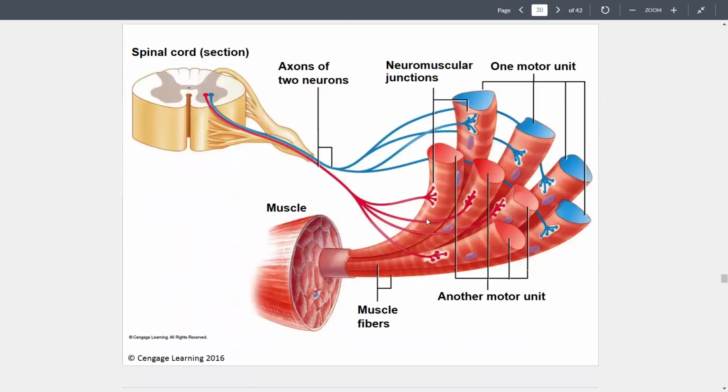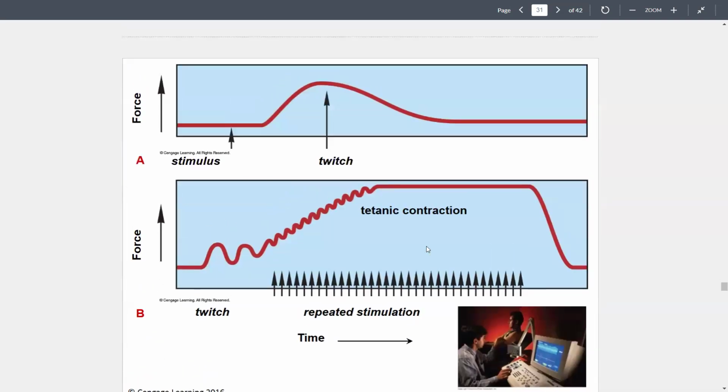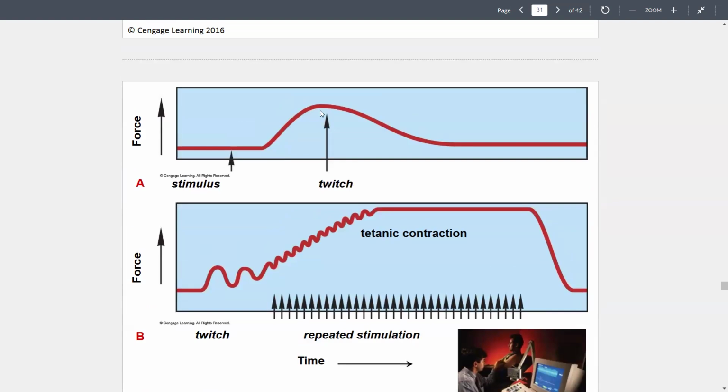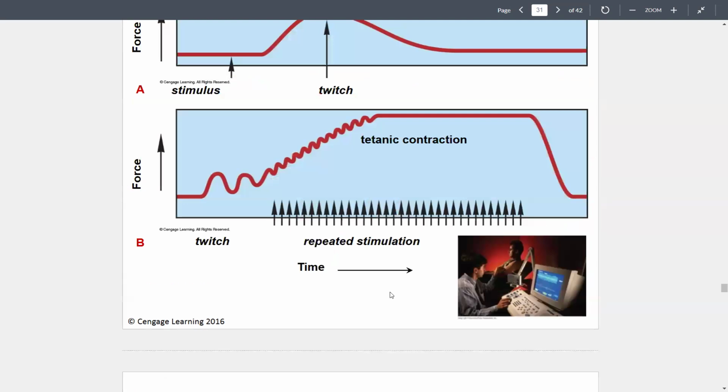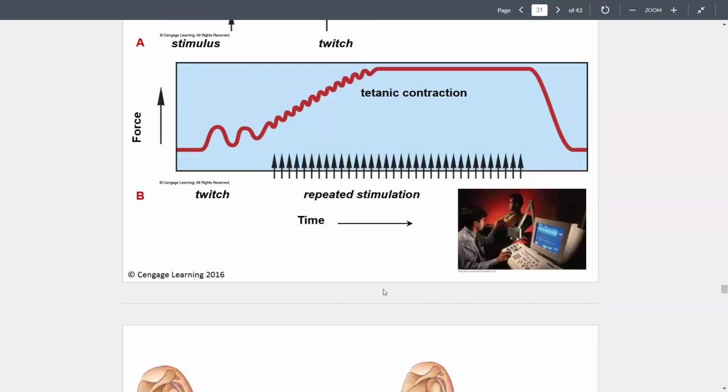So here's what your muscle fibers look like, and they have these axons that control them. When you're twitching, you just get a little bump there in the muscle contraction. And then tetanus is where it keeps stimulating and you keep contracting.